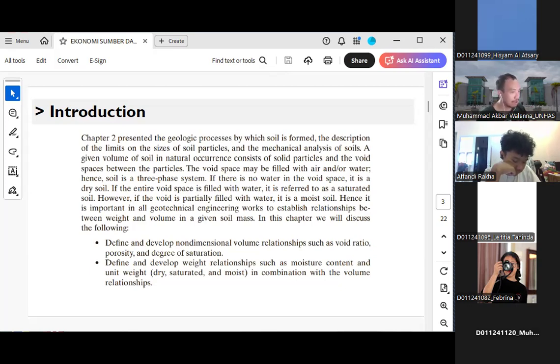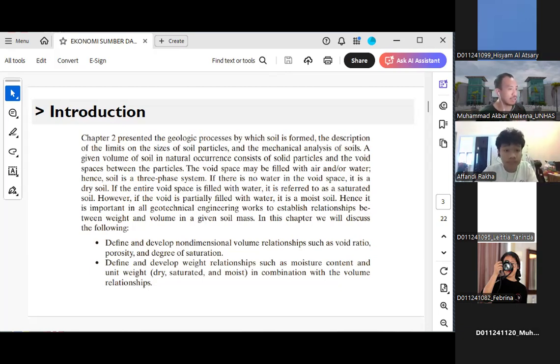There's a term for soil where the voids are completely filled with water, and that means that the soil is saturated, or saturated soil. And if the soil contains both water and air and solid grains, we would call the soil sample a moist soil.